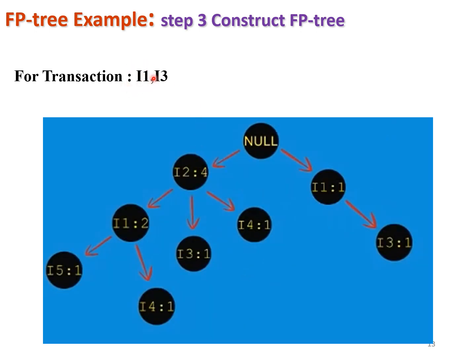Transaction 5 starts with I1. So we have to have a direct path from null to I1. Here, we don't get that path, so we'll have to come up with a new branch. So we'll have I1, 1, and I3, 1.